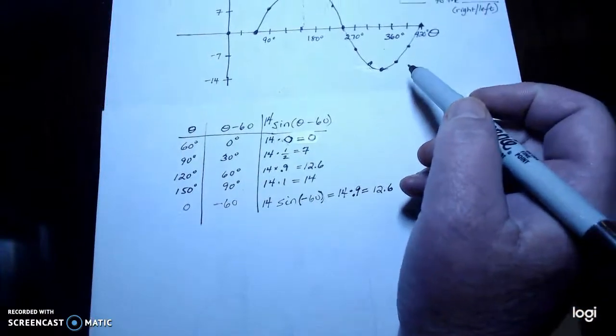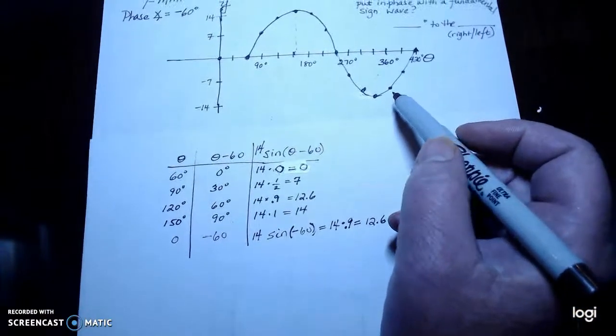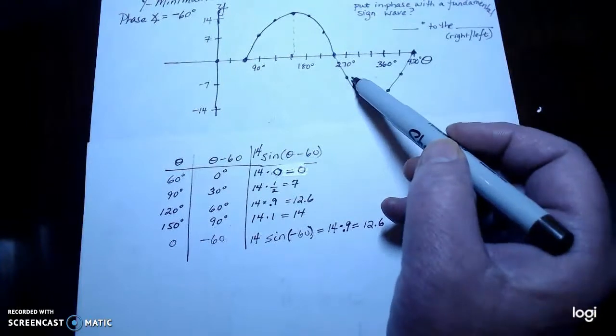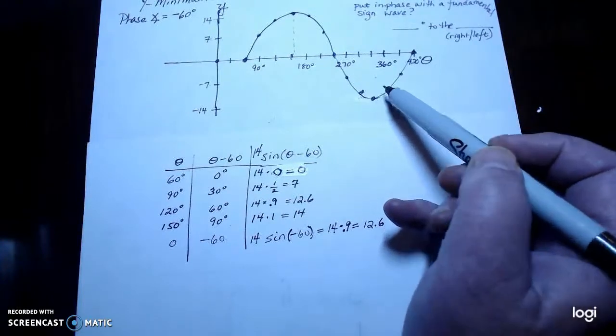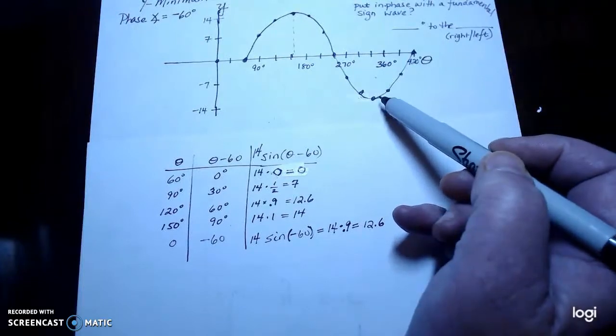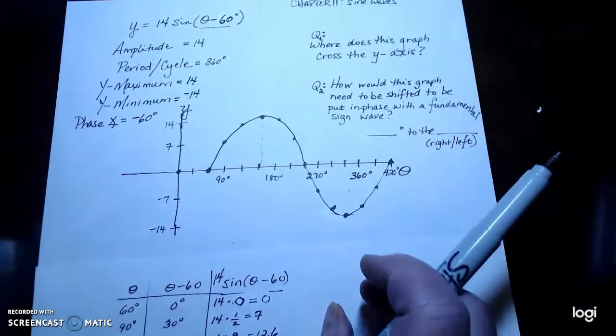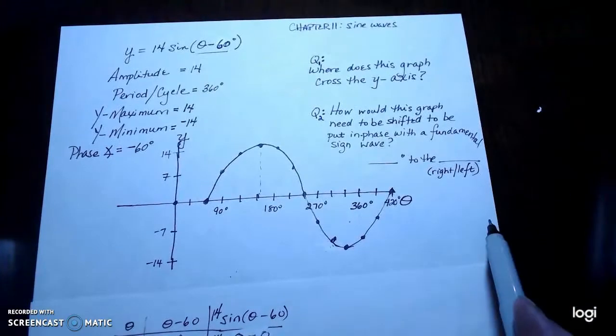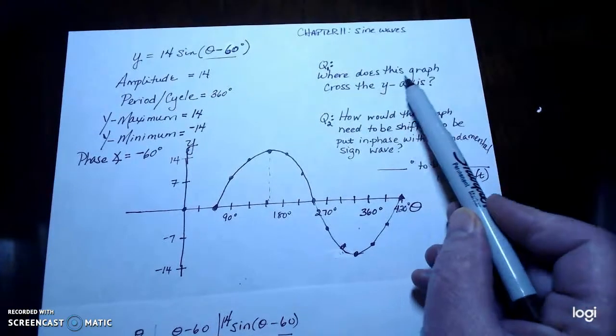Now, those values I was just giving were negative values. So negative 7, negative 14, negative 12.6. Okay, so let's answer a few questions, and you'll be held responsible for this information. Where does this graph cross the y-axis?